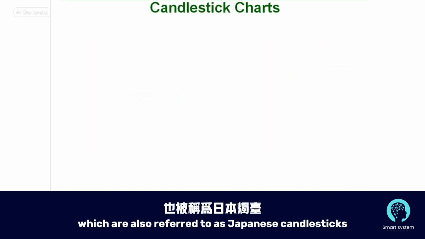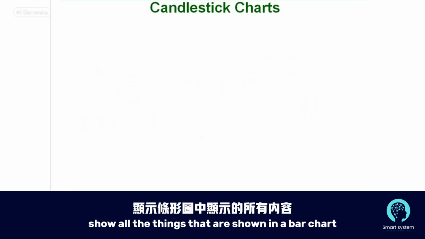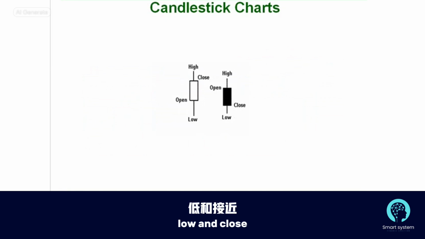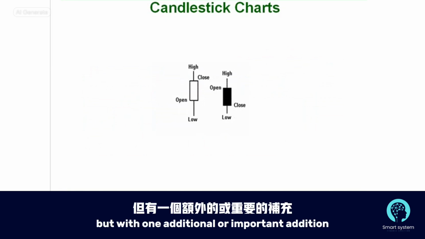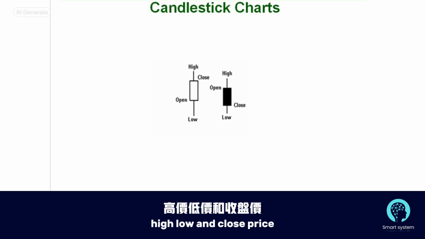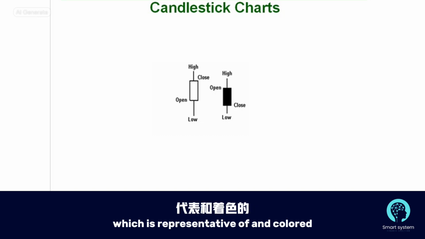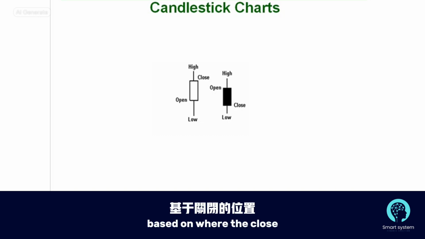Candlestick charts, which are also referred to as Japanese candlesticks, sometimes because they originated in Japan, show all the things that are shown in a bar chart. So open, high, low and close, but with one important addition. Candlestick charts also have a thick body in the middle, which is colored based on where the close was for the time period selected, in relation to the open.